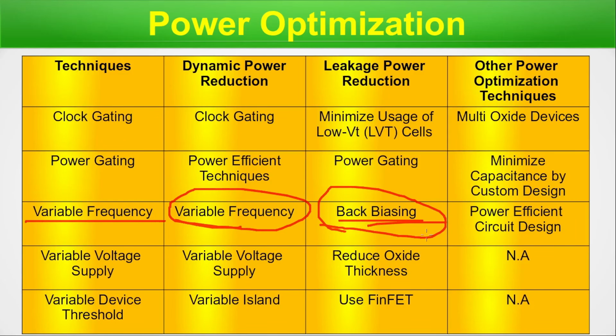Back biasing means the substrate biasing for the CMOS structure. There is a methodology for providing a back bias. Generally we keep it constant, but if we change the back bias, that means the substrate bias of the MOSFET, then a different kind of power reduction comes into place. Basically, the substrate leakage is controlled through the back biasing. And another optimization method used here is the power efficient circuit design.